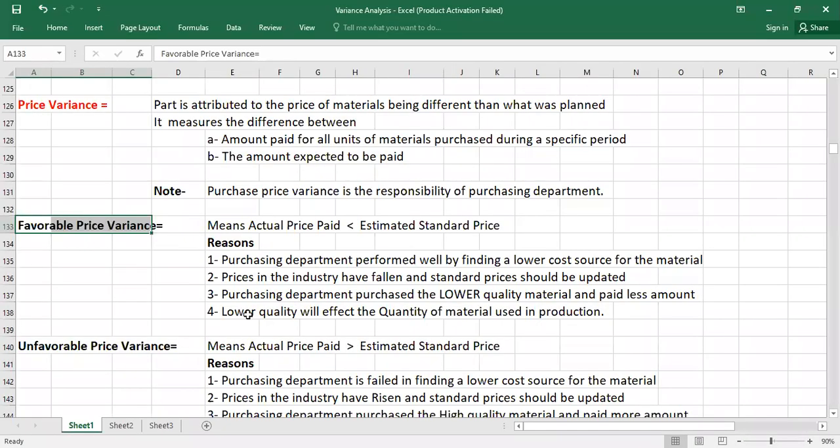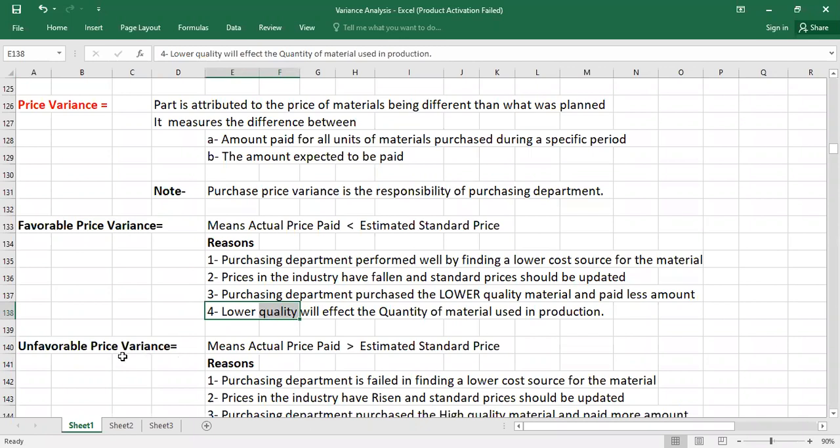One more point which you should remember: when we buy material with lower quality, of course it is going to affect the consumption of the material, because lower quality material could result in wastage as well. So maybe the lower quality material could result in an adverse or unfavorable quantity variance as well.